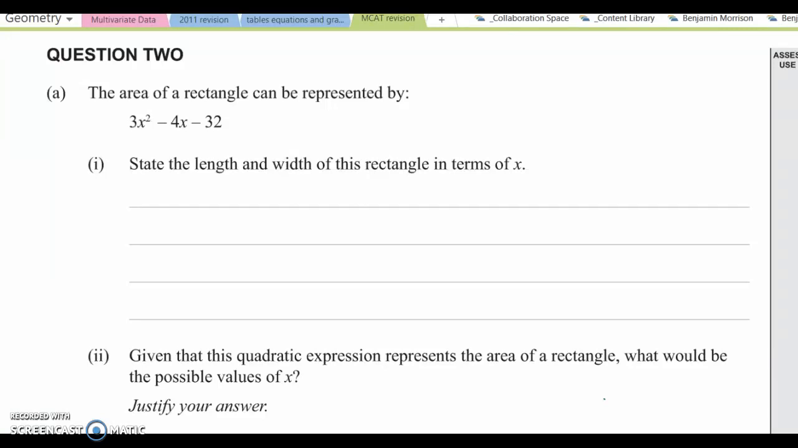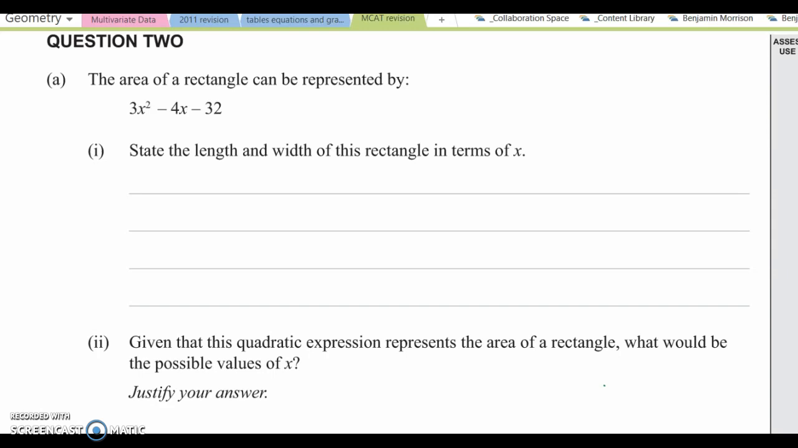This is the 2017 MCAT paper for day 2, question 2. Okay, read the question. I'm just going to go through. Please feel free to pause and think about your answers. Don't just copy down what I've done. So, area of a rectangle: we know that the area of a rectangle is always going to be the base times the height. So we'd want two things multiplied together to give me that area.